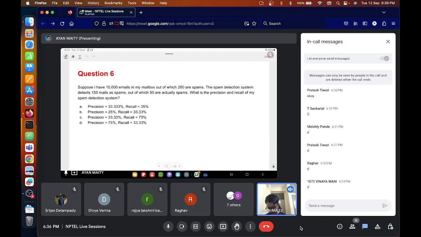Question 6. Suppose I have 10,000 emails in my mailbox, out of which 200 are spams. The spam detection system detects 150 mails as spams, out of which 50 are actually spams. So what is the precision and recall of my spam detection system? So 200 are actually spams, but the system detects 150 as spams, out of which 50 are actually spams. If this is the scenario, what are the values of precision and recall?